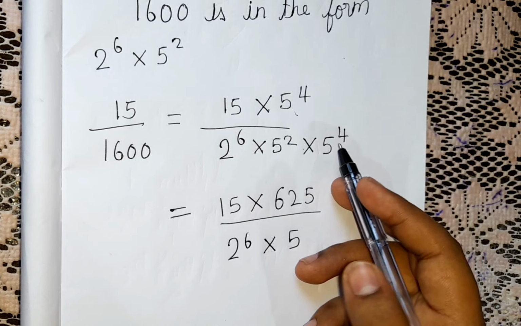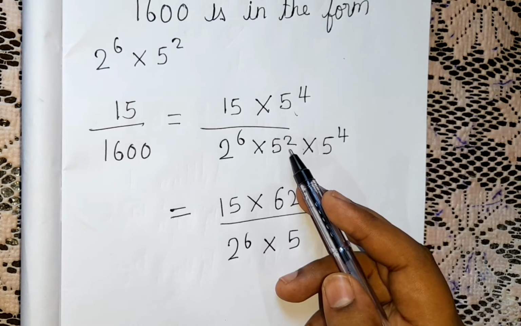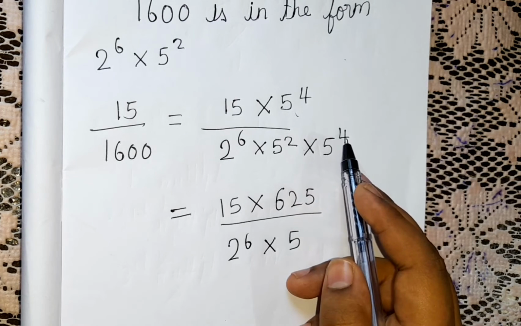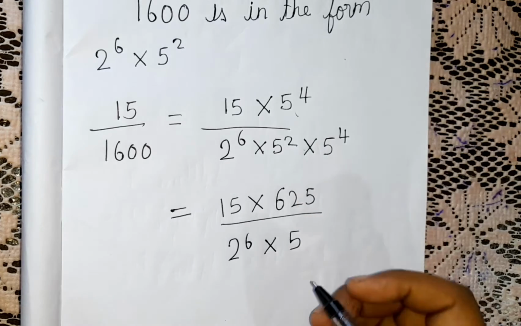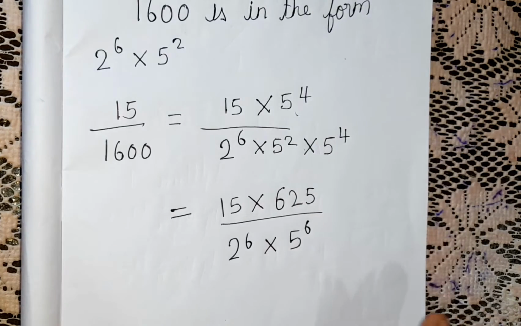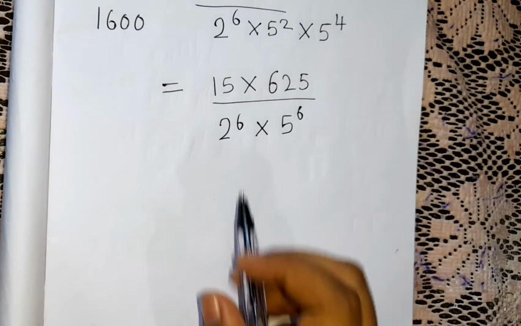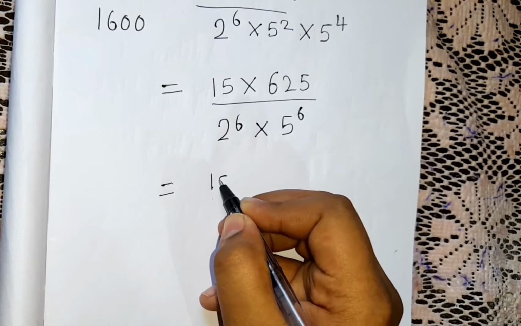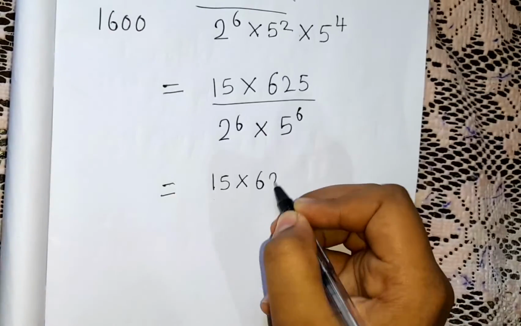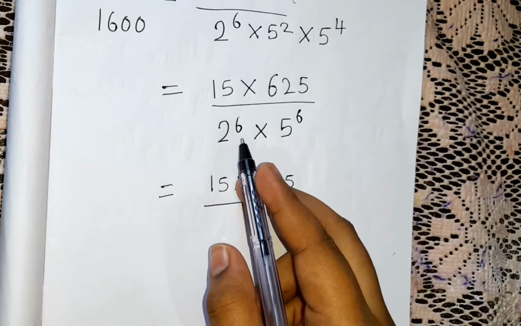Okay, then you might ask, what about the powers? Here it is in the plus form, here also it is in the addition form. So we are going to add them up. When we add 4 plus 2, it is 6. So we shall write 6. So now it is 5 power 6, which is exactly similar to this power. Okay, now let's write 15 into 625 divided by, so here the powers are similar.